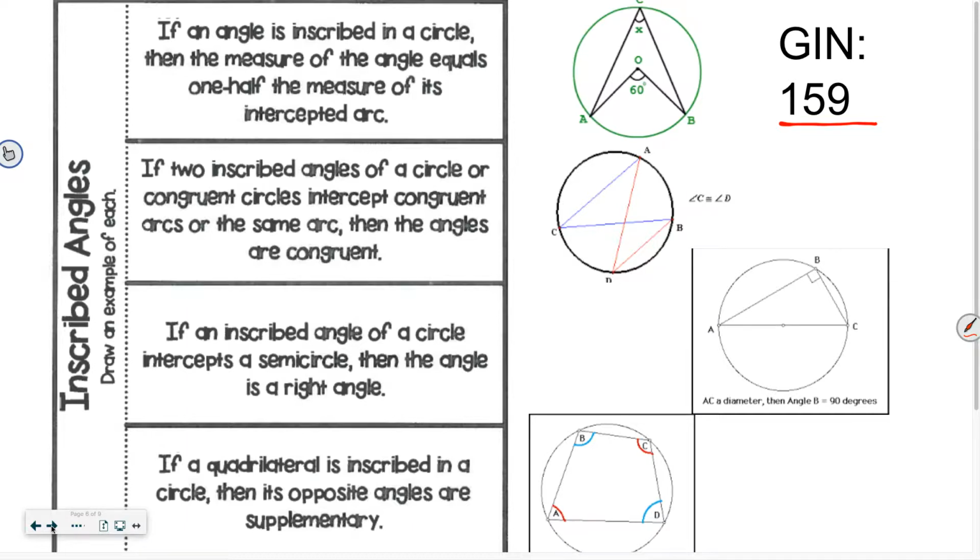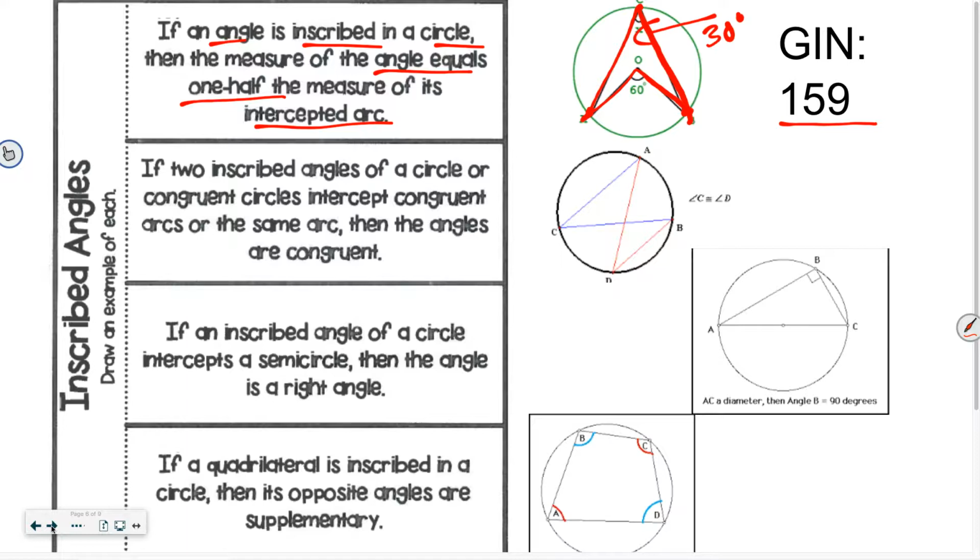So the first thing it says, if an angle is inscribed in a circle, then the measure of the angle equals 1/2 the measure of the intercepted arc. So here we have an angle. This angle here is 60 degrees, which means if I take the vertex all the way back to the edge of the circle, it's going to be half. So that means that angle there is half of 60, which is 30 degrees.